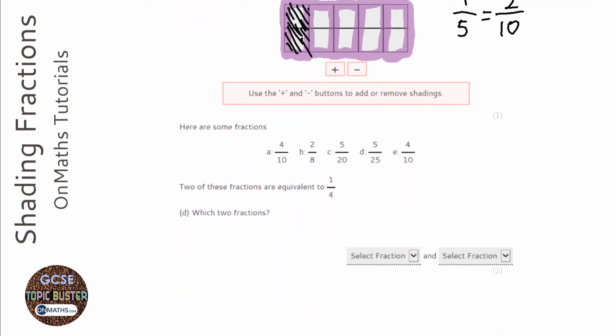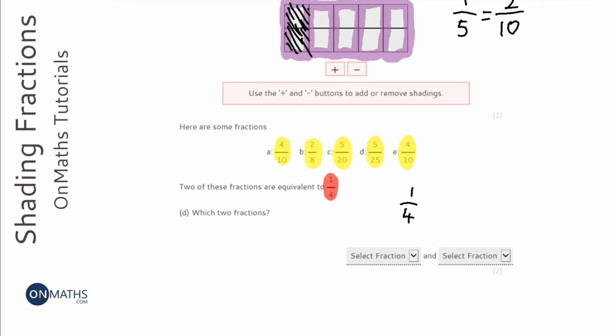Okay, on to the last question. We have 5 fractions there. We've got 4 over 10, 2 over 8, 5 over 20, 5 over 25, and 4 over 10. And we're asked which 2 of those are equivalent, are the same as 1 over 4? So the first thing I'd do to answer this question is figure out what is equivalent to a quarter.